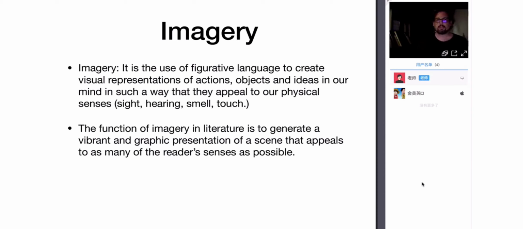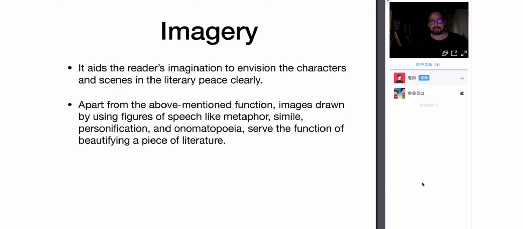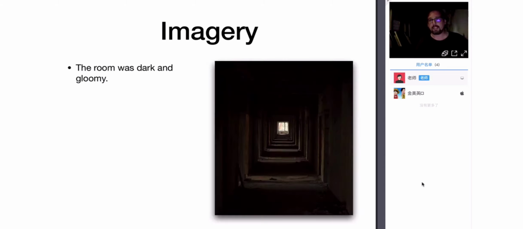So the function of imagery in literature is to generate a vibrant and graphic presentation of a scene that appeals to as many of the reader's senses as possible. It aids the reader's imagination. Okay? Here are some examples of how imagery is used in writing, right?